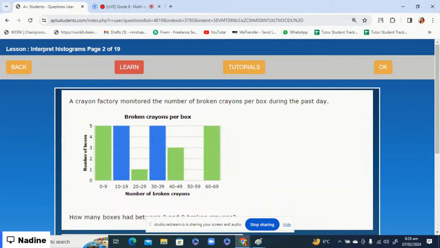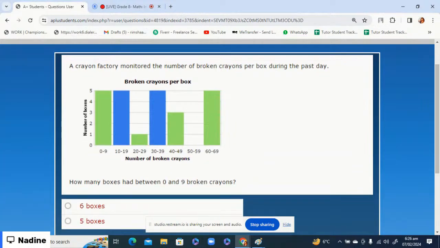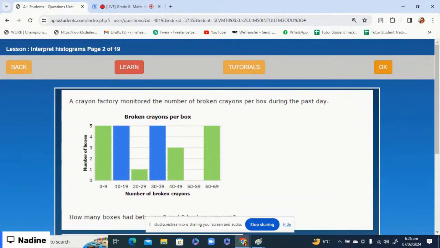A crayon factory monitored the number of broken crayons per box during the past days, and this is the broken crayons per box given. So how many boxes had between 0 to 9 broken crayons? Now we just check it out from 0 to 9 only. So this is the first one, 0 to 9, and the number of boxes there is 5. Look at here. So we just put 5 boxes.